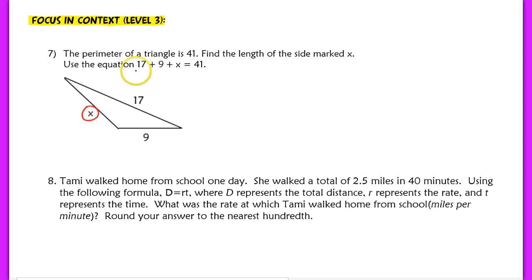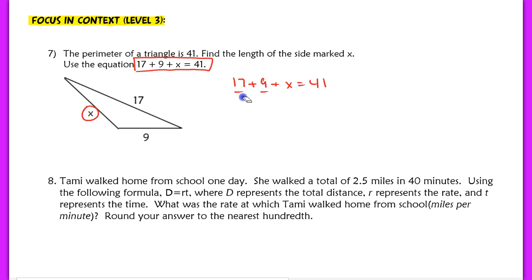If we use the equation 17 plus 9 plus x is 41. What's nice is they already give you the equation that you're going to use. You don't even need to set one up for yourself. You're just going to solve for x here. So we have 17 plus 9 plus x equals 41. Now I can solve this equation 2 different ways. Since I want to get x alone, I need to move 17 and 9 to the other side so that I have x by itself.